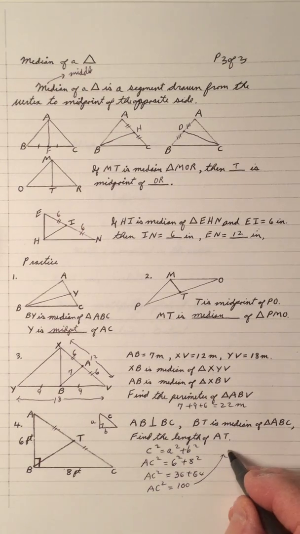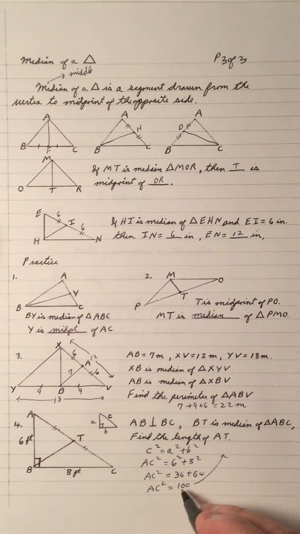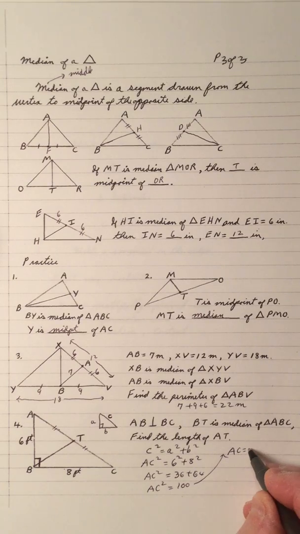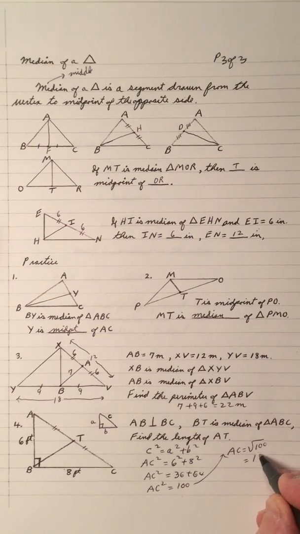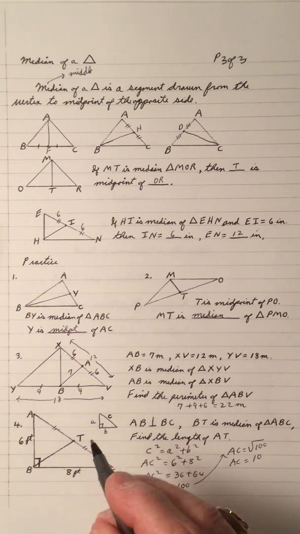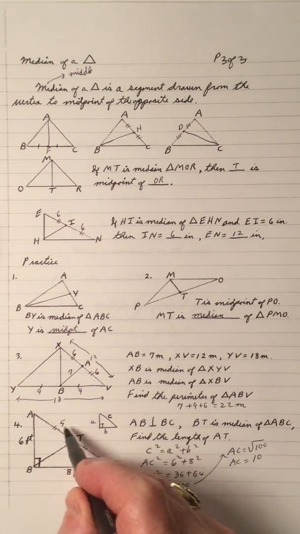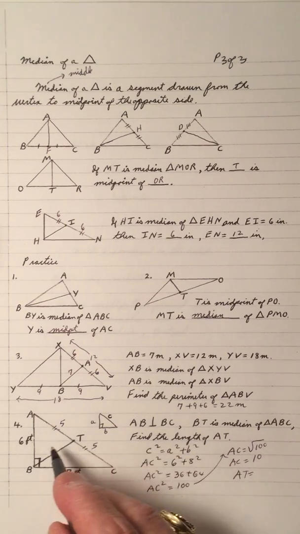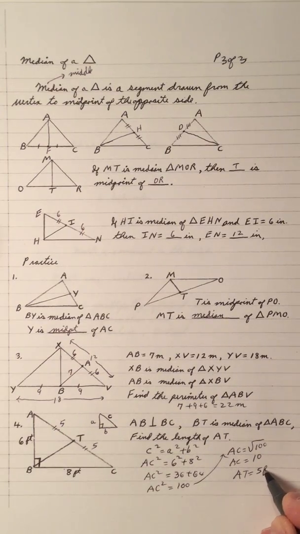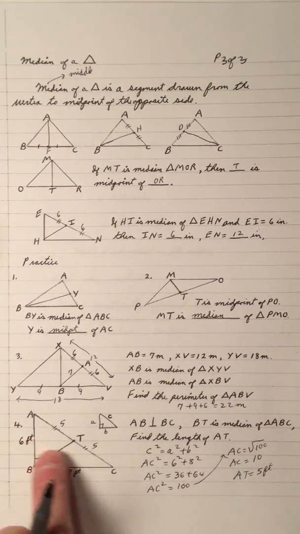And that means that what number squared gives you 100? That means that AC is the square root, because the square and the square root are the inverse of each other. So AC is square root of 100, which is 10. So that means if AC is 10, and this is the midpoint, that means that there are 5 and 5. So the length of AT is 5, and it says feet, so 5 feet. Notice I didn't put feet in through here. I kept it till the end because I know the units is feet.